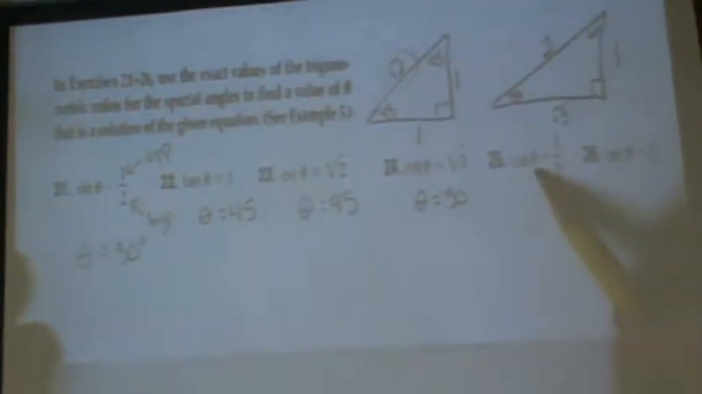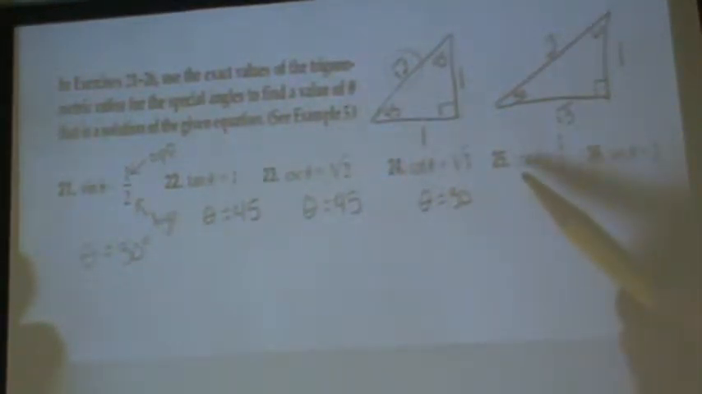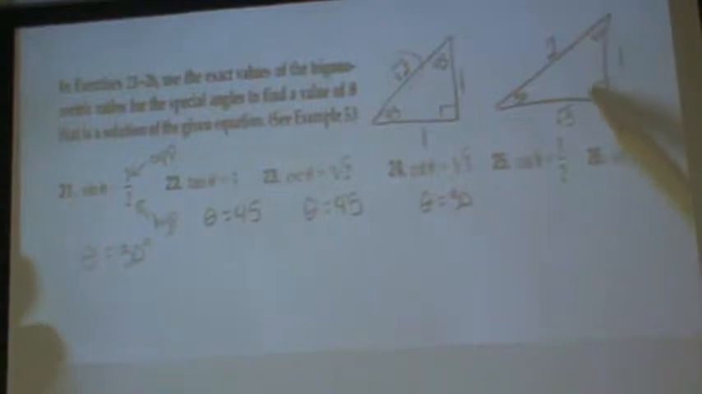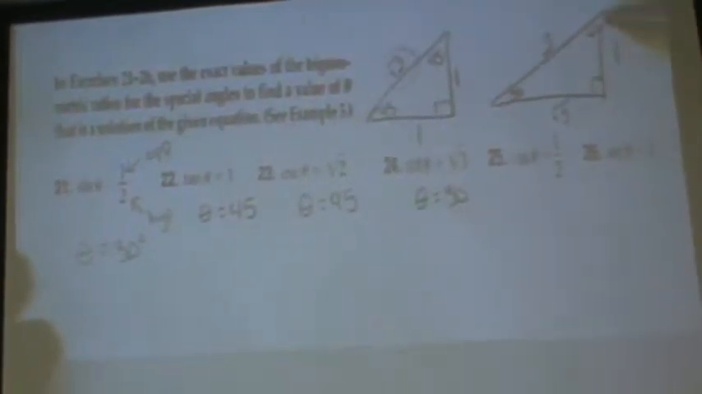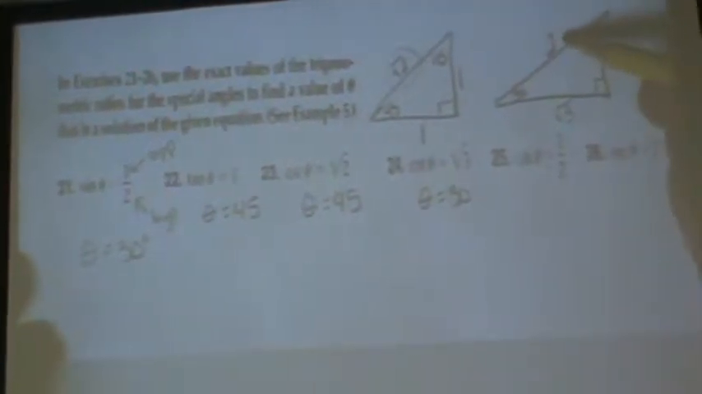And then we have for 25, that cosine of theta is 1/2. So cosine is adjacent over hypotenuse. So again, we're in our 30-60-90. Our adjacent is 1, and our hypotenuse is 2. So it's 60.